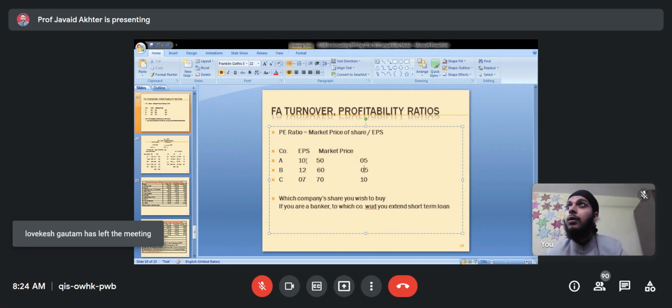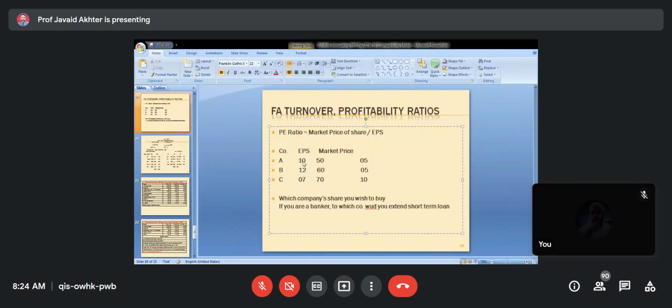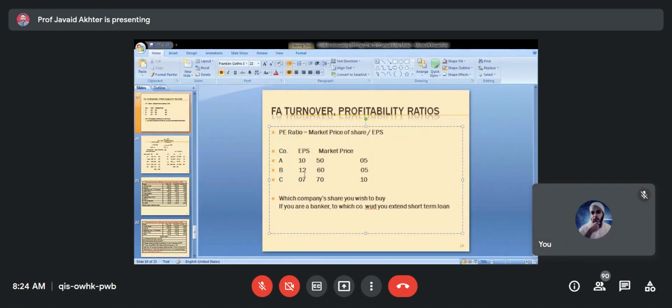Suppose the book value of a share was 10, face value was 10. So how much EPS is being paid? 100%. Book value was 10. How much is the company paying? 120%. Book value was 10. How much is this company paying? 20%. Now you as an investor will calculate percent return based on face value or market value?